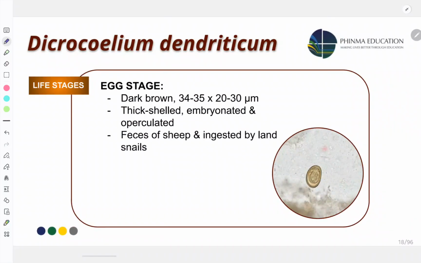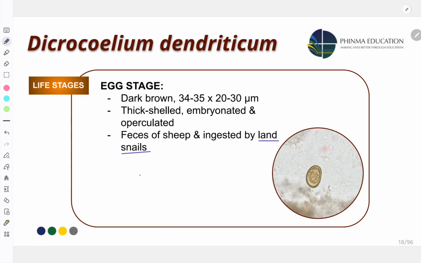So the egg stage is dark brown. Kani siya, no? The egg. 34 to 35 by 20 to 30 micra, thick-shelled, embryonated, and operculated, no? Ang makita niyo siya by sa feces of your sheep and ingested by your land snails. So, mao ni ang difference ni Dicrocoelium compared to your other trematodes, di ba?